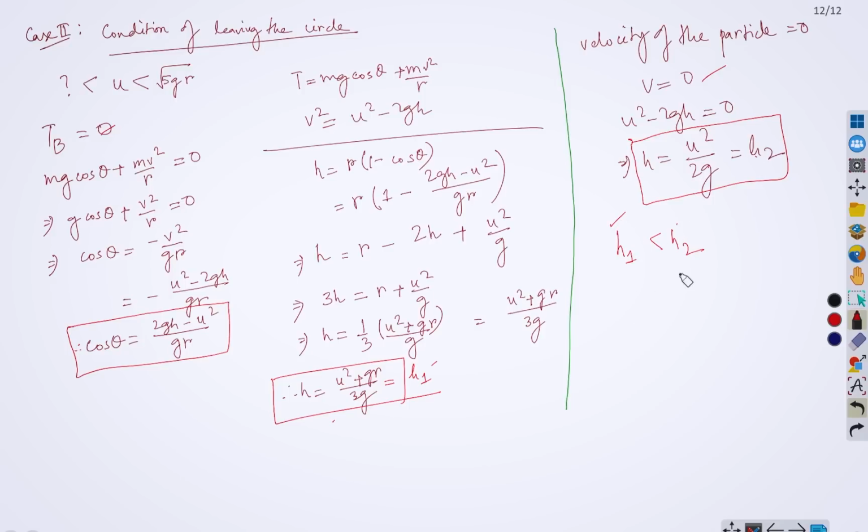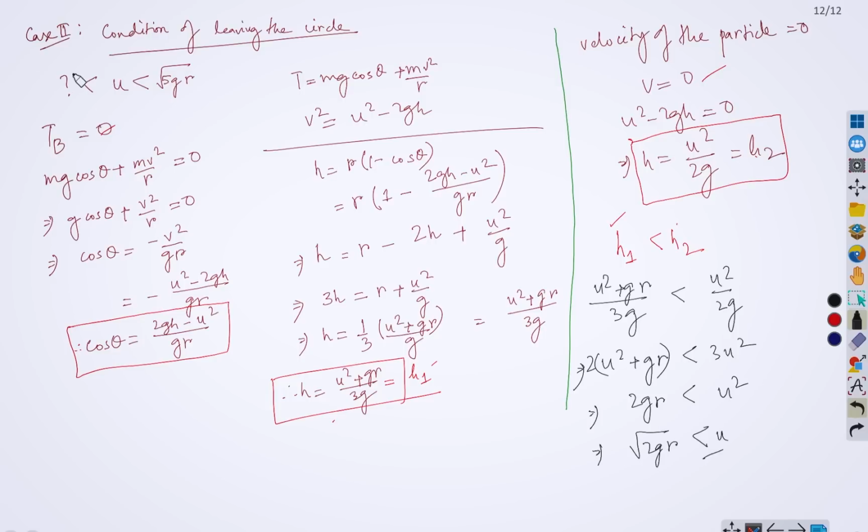Yes? Okay, so from here we obtain (u square plus gr) by 3g less than u square by 2g. Yes? So if we now simplify this, I am just simplifying this, that's all. U square. See, we obtain the left hand bound of u. So u should be greater than this quantity and less than this quantity. Yes? Only then the particle will leave the circle. We will now discuss one more point, that the particle is neither completing the whole circle nor leaving the circle. That is, it is oscillating.